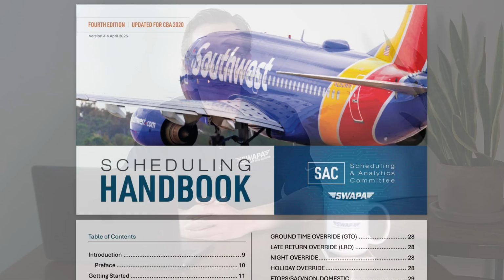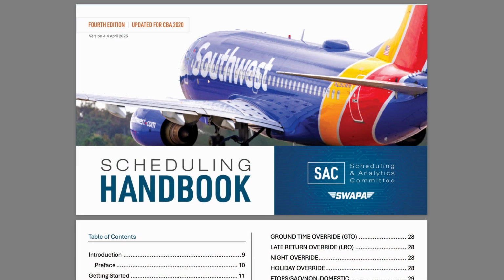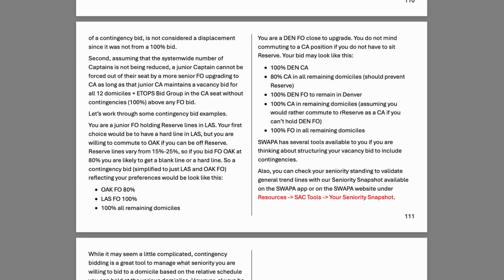Today, we are going to talk about how to bid for your first full month of flying and for every month after that. Now, we can't possibly cover everything in this video about bidding, so for a complete explanation of the entire process, check out the SWAPA Scheduling Handbook. The bidding process starts on page 111. Link in the notes.